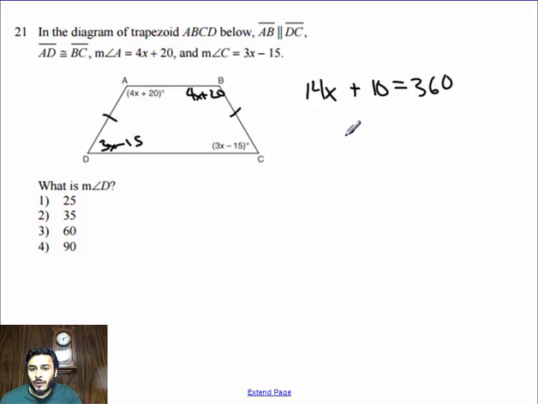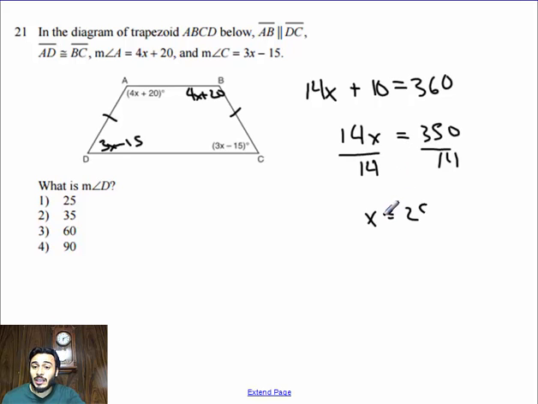And we're going to go ahead and solve for x. Subtract 10 on both sides. We get 14x equals 350. Divide both sides by 14. So that's 350 divided by 14. That's 25. So x is 25. Now look, they're sneaky, right? They put 25 as an answer there, but the answer is not 25. Don't fall for that trick. You got to plug in to get angle D.